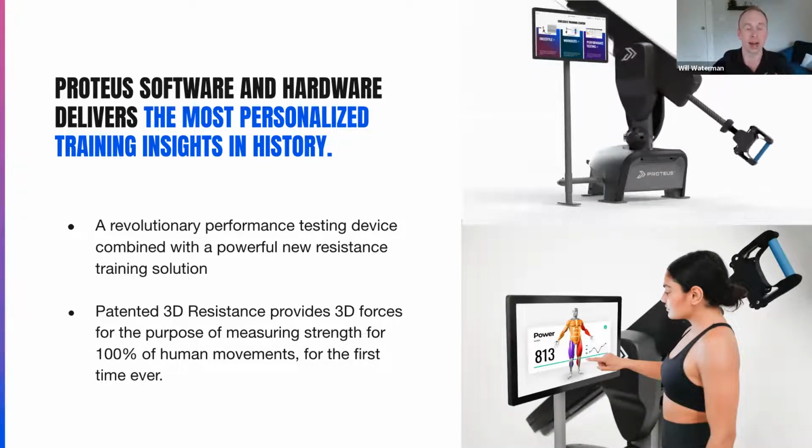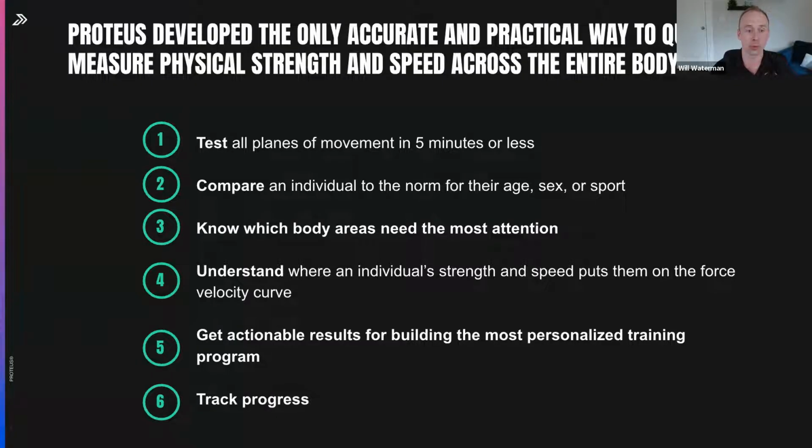So with this feature, as everyone knows here, your Proteus is trying to solve this by combining this testing and 3D resistance capability to give the ability to measure physical strength and speed across the entire body. So in less than 5 minutes, you'll test planes of movements, different exercises. You'll compare to an individual for their norm of age, sex, and sport. You'll know which body areas need the most attention.